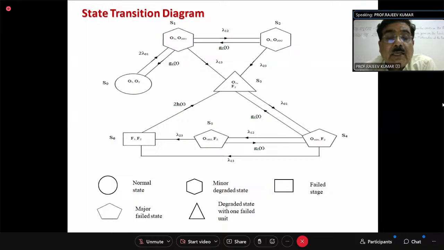You see, they can have different states depending upon the stage of the kidney, and that's why we have different blocks here. O stands for normal state, hexagon stands for minor degraded state, that is the first stage of the kidney. This pentagon is the major failure state, that is the second stage, and triangles represent the degraded state with one failed unit, that is one kidney is failed, and this represents the complete failure of the kidney system, excretion system.